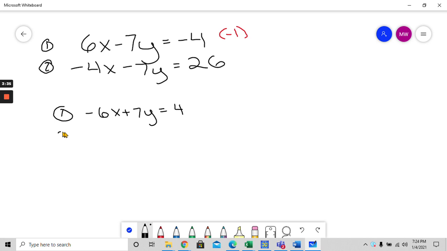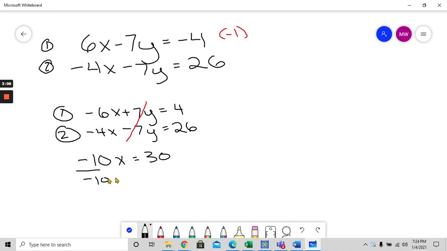And then we're going to have equation 2, negative 4x minus 7y equals 26. Well, we should notice now that my positive 7y and my negative 7y will cancel each other. Negative 6 plus negative 4, so negative 10x equals 4 plus 26 is 30. I'm going to divide by negative 10, I'm going to divide by negative 10, and I'm going to get x equals negative 3.